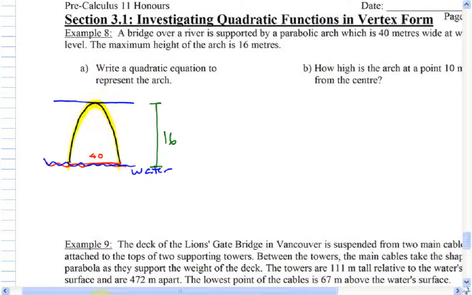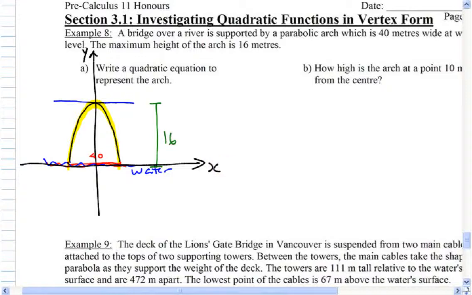I think putting the y-axis here is good, but instead of having the x-axis at the bridge level, I'm going to do it at water level. So it's up to you. But I'm going to put it at water level because at water level, the height is 0. So can you now use your pencil and please put in the y-axis, of course, cutting down the middle, and the x-axis at water level. Okay, so please put that in.